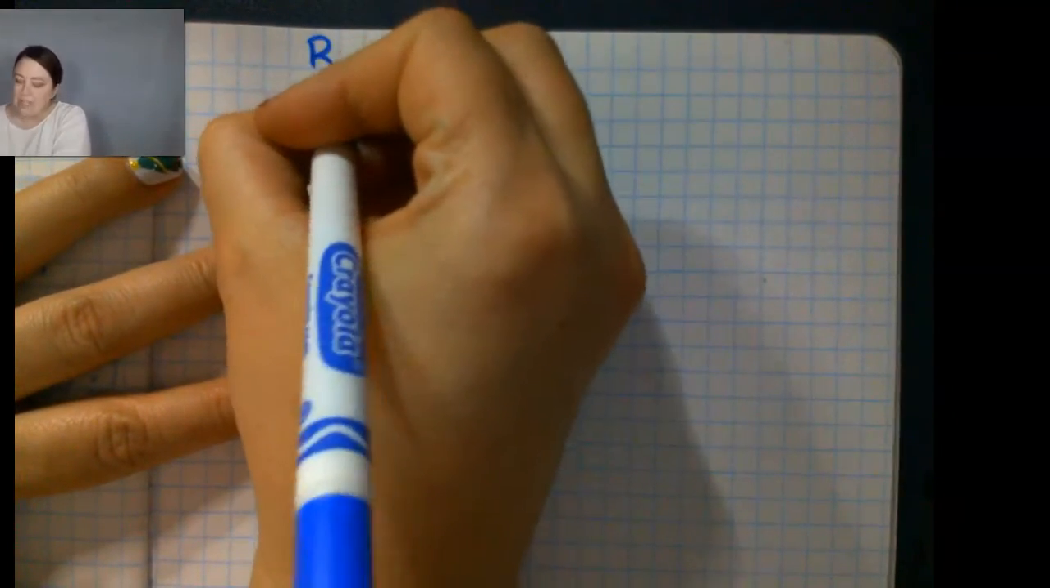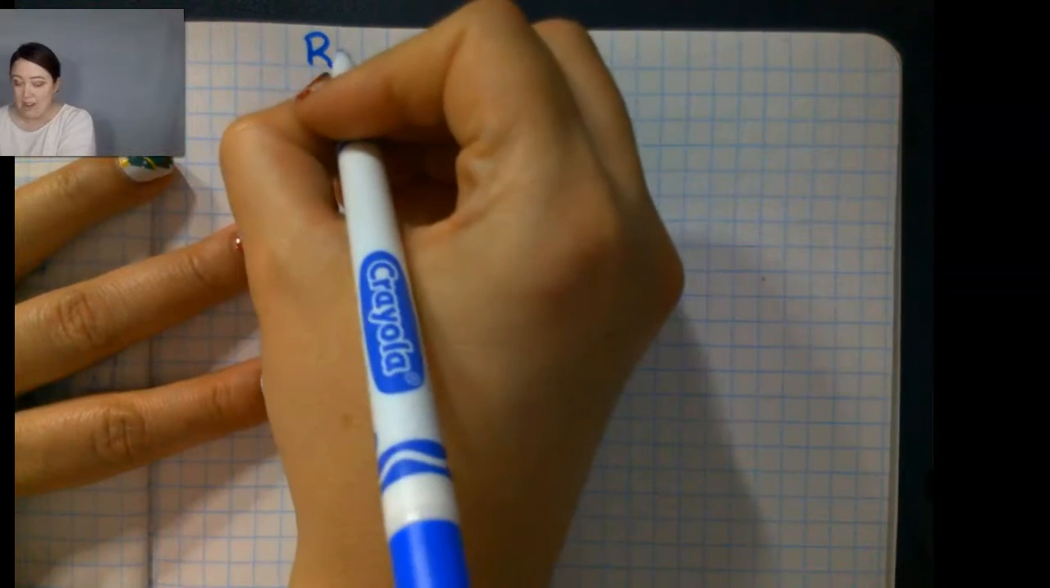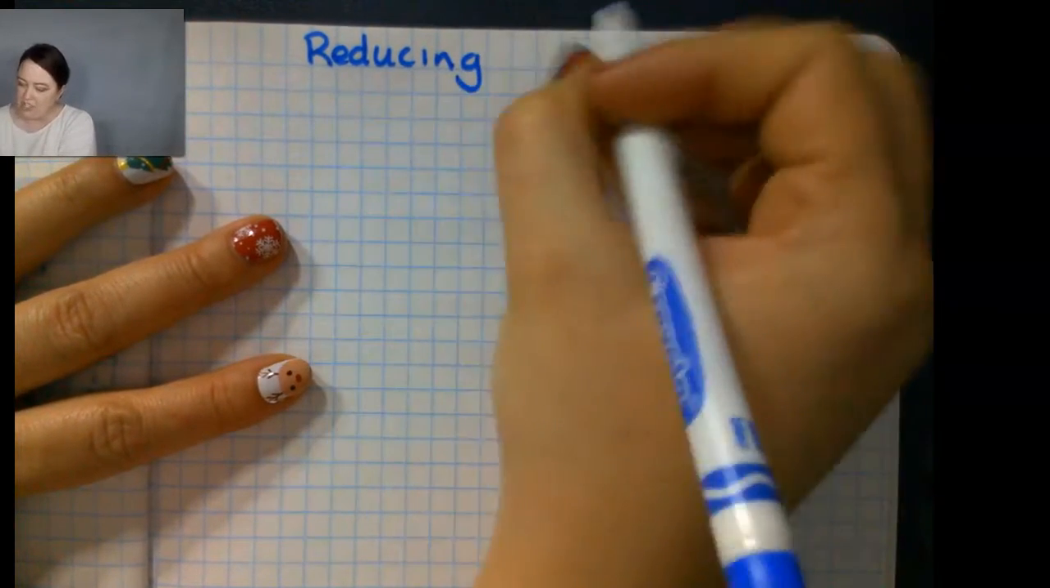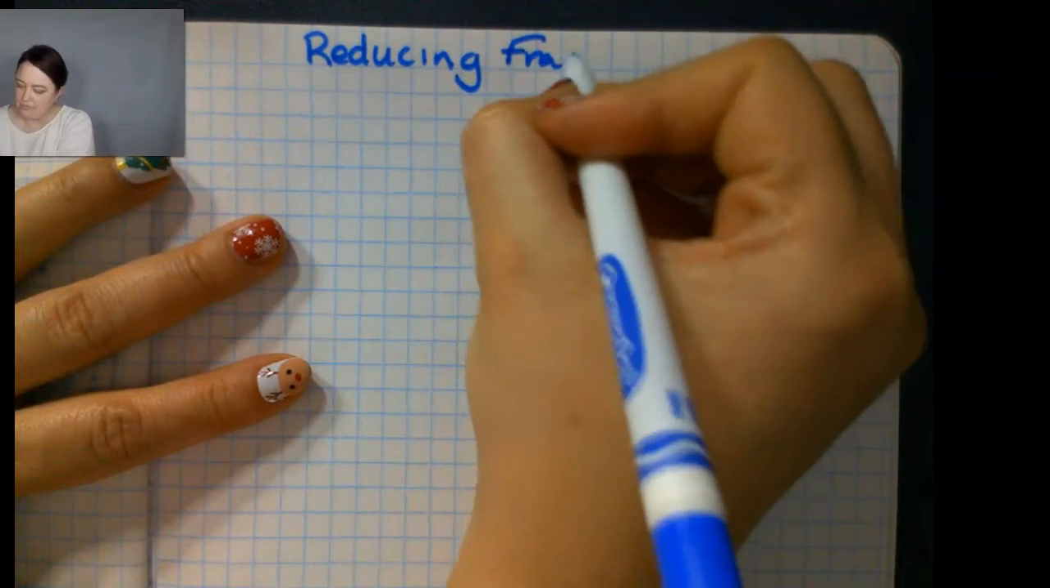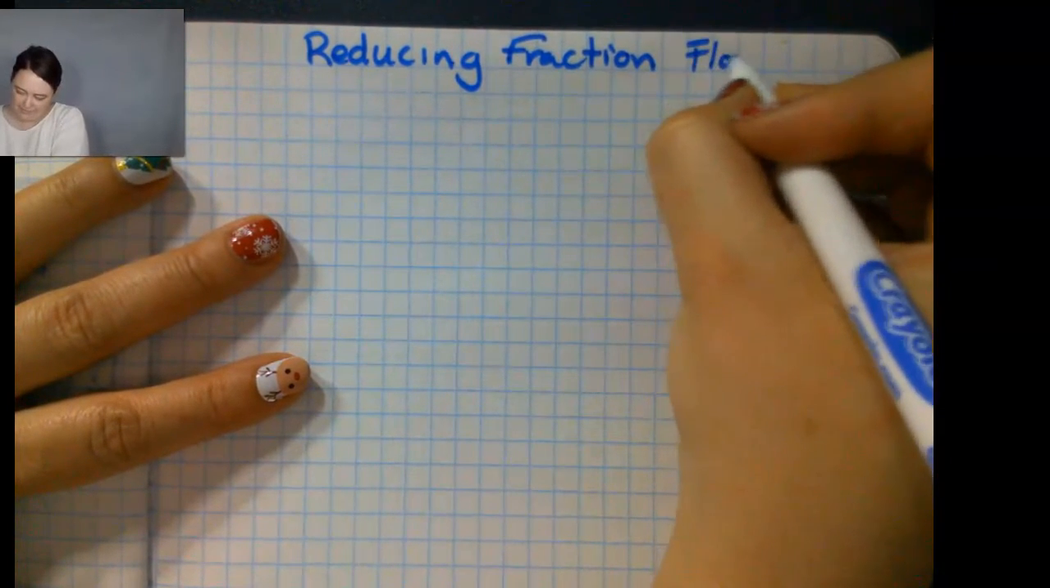Now, a flowchart basically is you start at the first question. If it's a yes, go here. If it's a no, go here. And you keep going until you're done with the flowchart. So I'm going to do my best to make it exactly a page, and you know how hard that is for Miss Gorman. So, reducing fractions flowchart.